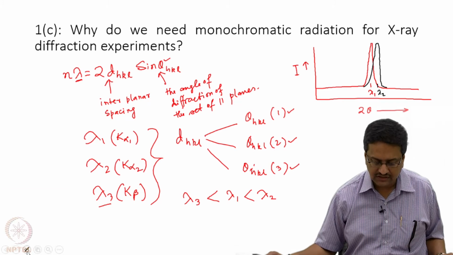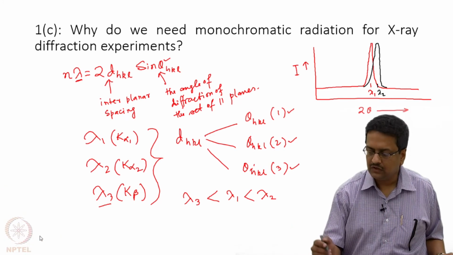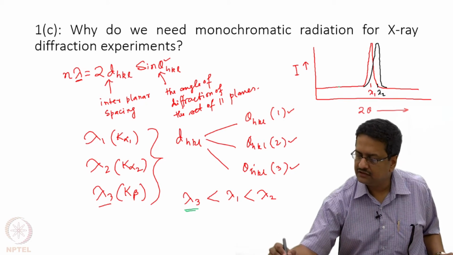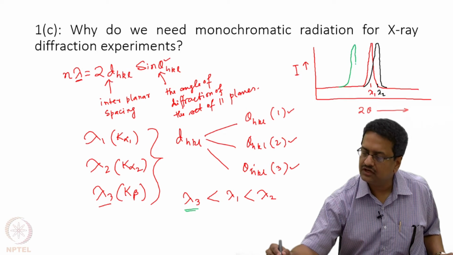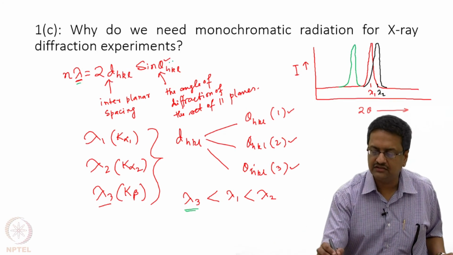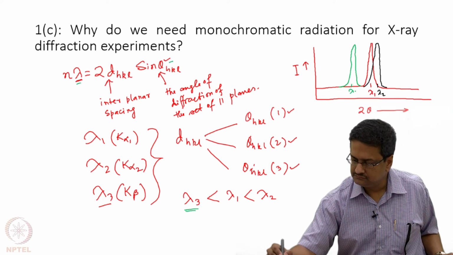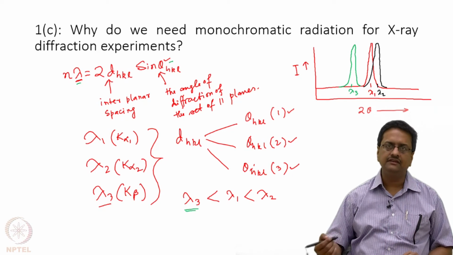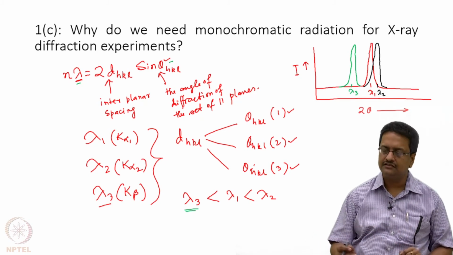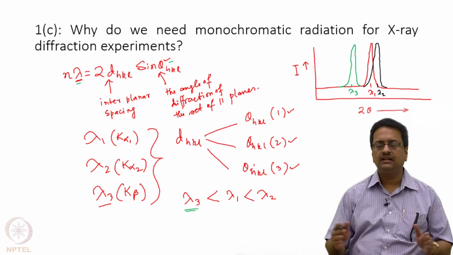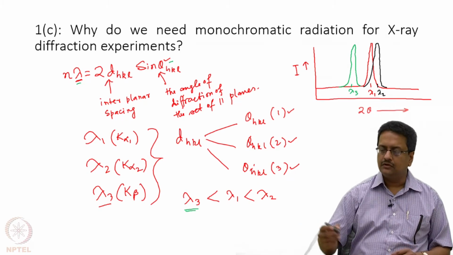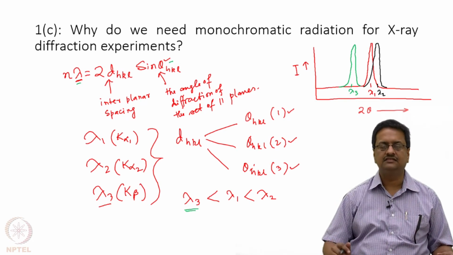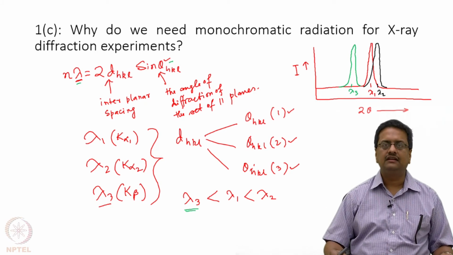But when we use a K beta radiation, where if you remember K beta is significantly shorter than alpha, the corresponding peak would appear at a much smaller 2 theta value, because when lambda is small, 2 theta is also small. So, if the incident radiation is not monochromatic, then for every reflection we would get 3 distinct peaks at 3 different 2 theta values, and this will totally spoil our X-ray diffraction experiment to determine the structure. That is why we cannot use this characteristic radiation as it is; rather, we need a monochromatic X-ray radiation.